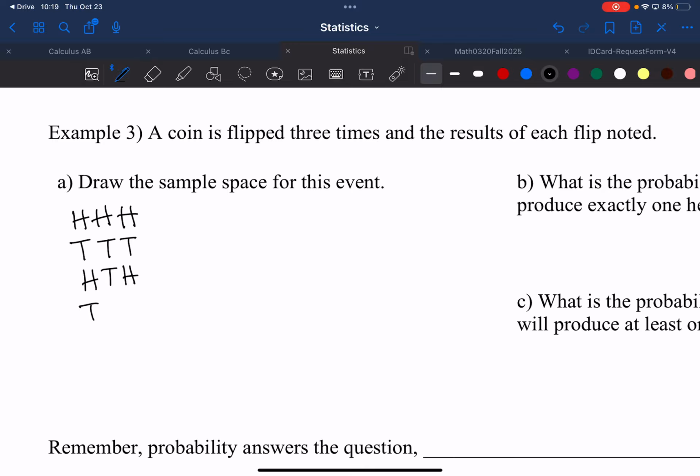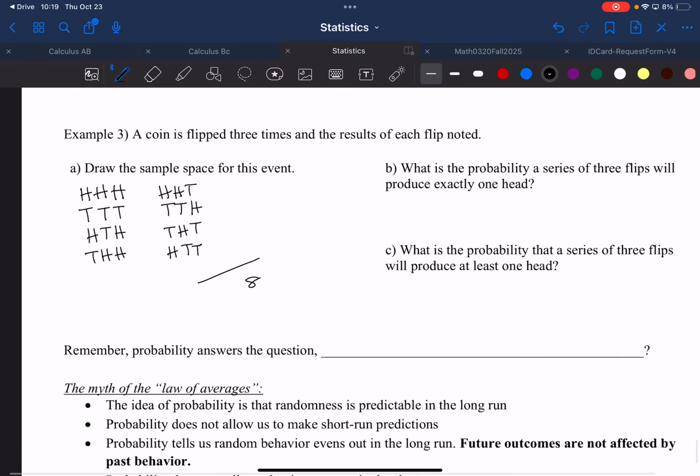So we have tails, heads, heads, heads, heads, tails, tails, tails, heads, tails, heads, tails, and heads, tails, tails. Okay? Which means how many total occurrences can happen? 8. There's 8 total occurrences. Okay, so then we look at the questions.